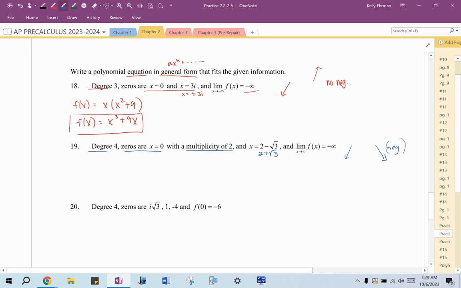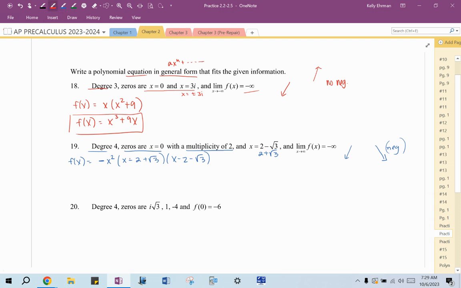This might be the one I forgot to do the negative piece in my key. Let's call this f of x again. We need a negative. 0 came from a multiplicity of 2, so x, oops, I almost wrote x minus 0. You can write x minus 0 or just x squared. And then the other zeros were x minus 2 plus radical 3, x minus 2 minus radical 3.